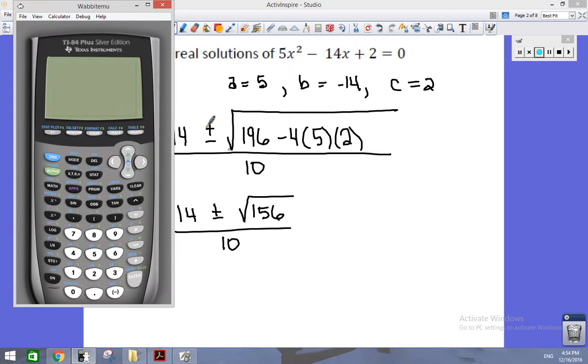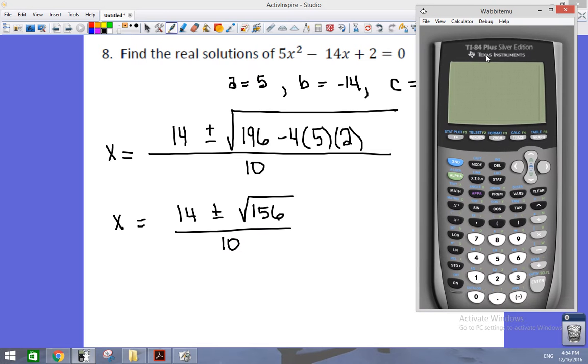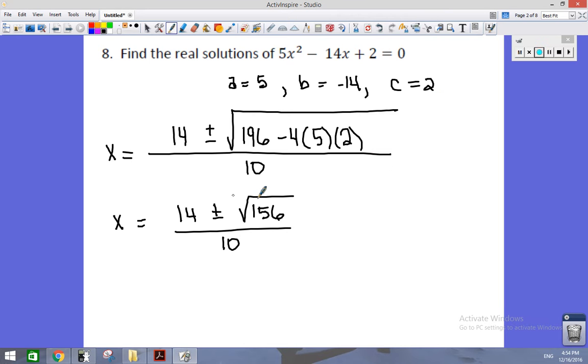Let's jump to a calculator. My arithmetic skills are not great, especially on a Friday late afternoon when I'm not thinking too straight. So 156 is divisible by 4, and that's 39. So that's the biggest perfect square that divides that, so we can reduce this.